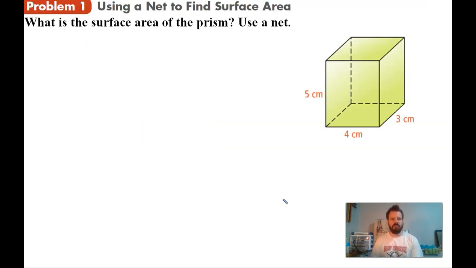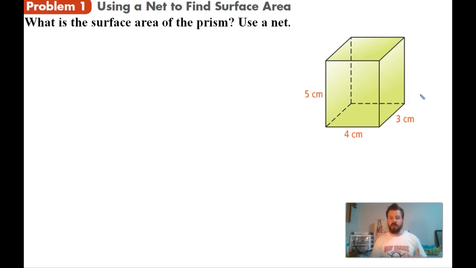All right, so let's start off by finding the surface area of a prism. And we're going to start by doing this the hard way using a net. In a few minutes, we'll make life easier for you by giving you an equation. But I want to start with the hard way just so we can really visualize what's happening here when we're talking about surface area.